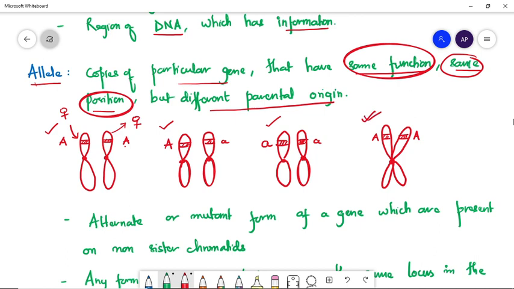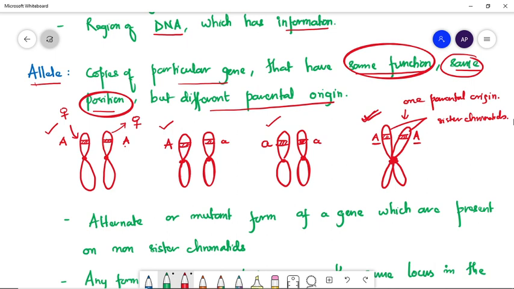But if we see in this figure, many people will get confused that these are also alleles. Though they have the same character, or the same function or the same position, they are of one parental origin only. Why are they of one parental origin? Because they are on a single chromosome and they are called sister chromatids. So the genes should always be on non-sister chromatids. Since this does not fulfill the above criteria, they are not called alleles.